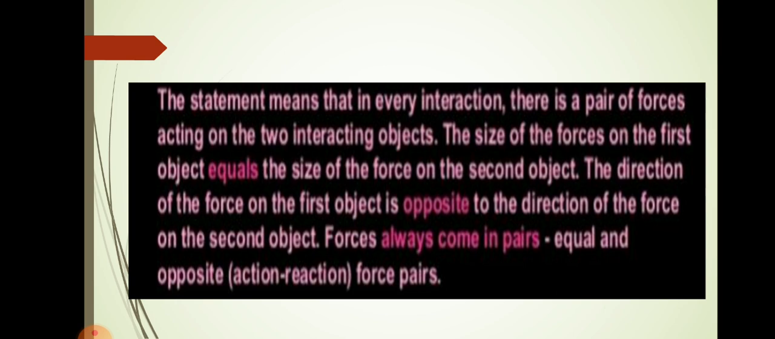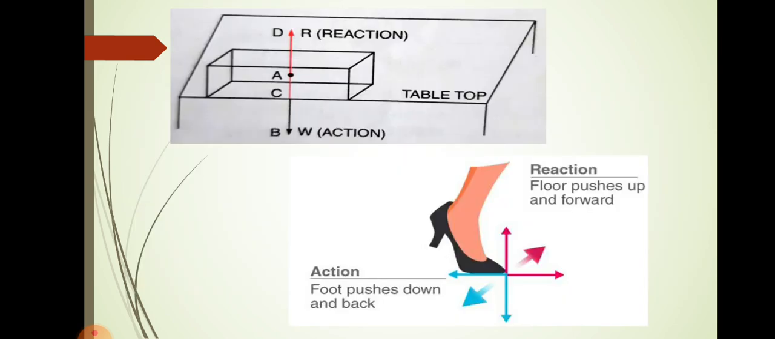In the above stated examples, we observe that there are two objects and two forces. In the first example, the weight of the book acts on the table downward, and the reaction of the table acts on the book upward. So here the action is the weight of the book on the table. The reaction is the table balancing it with a force in the upward direction.